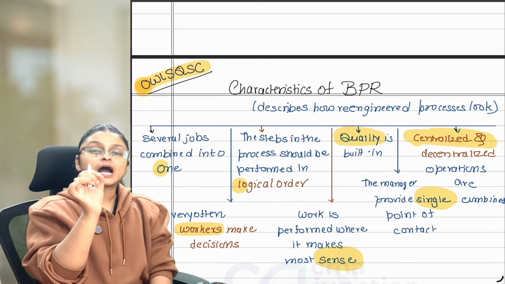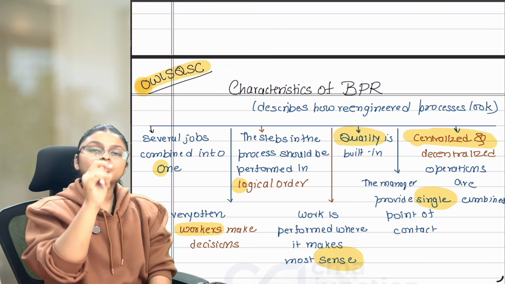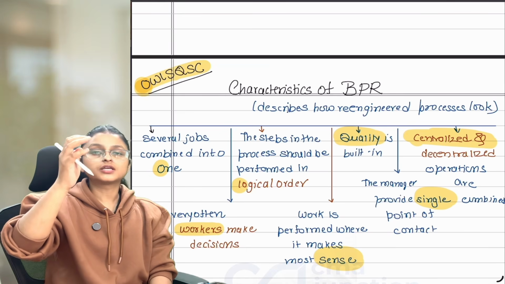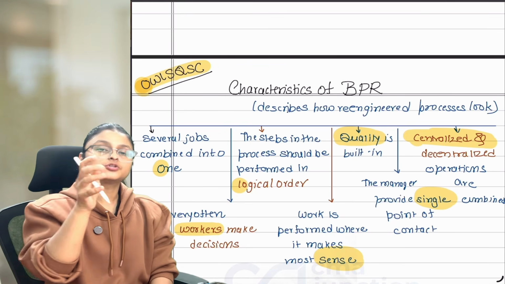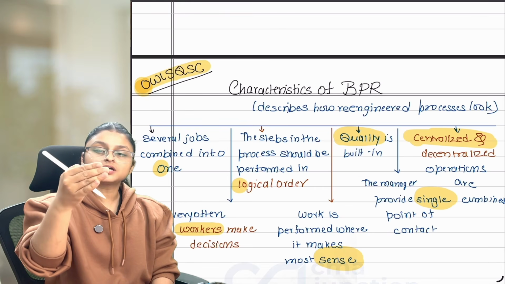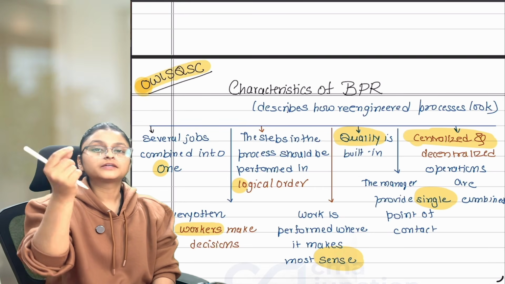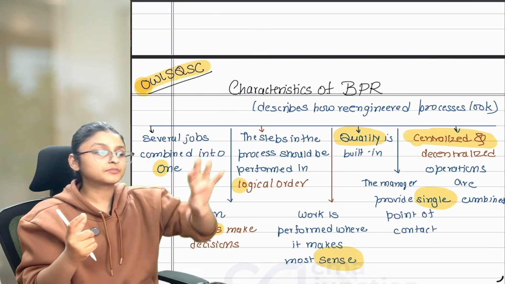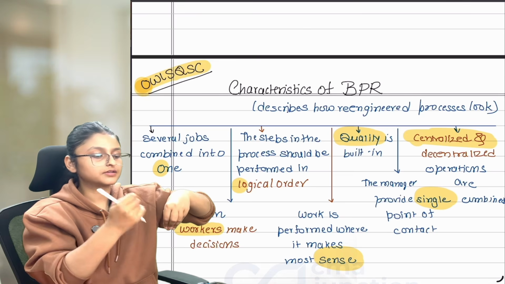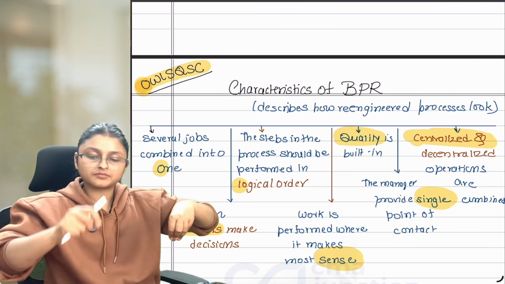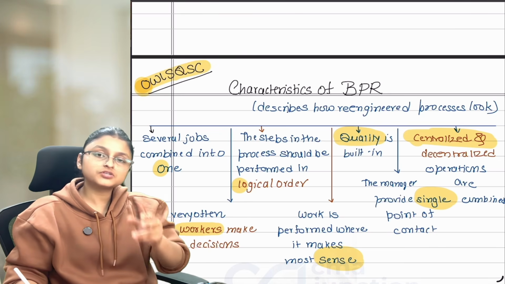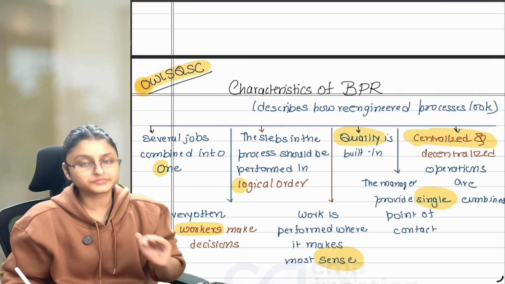Next, characteristics of BPR. It involves OWL, SQSC. O is for combine the jobs into one. W is for allow the workers to take decisions. No need of worker to depend for every decision on the managers. L, perform the jobs in a logical order. Like we took the example of Amazon. First, Amazon will take our delivery address and the payment details. Like we have made the payment, then only Amazon will start shipping. This is the natural and the logical order. Perform every job in a logical order, not in random sequences.